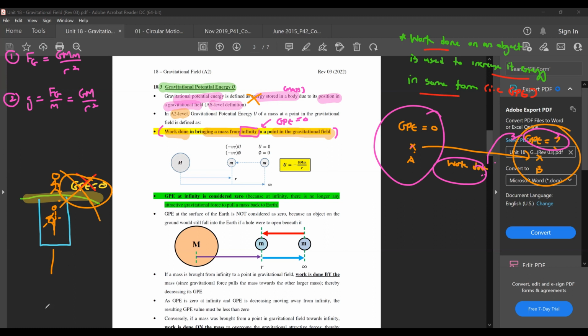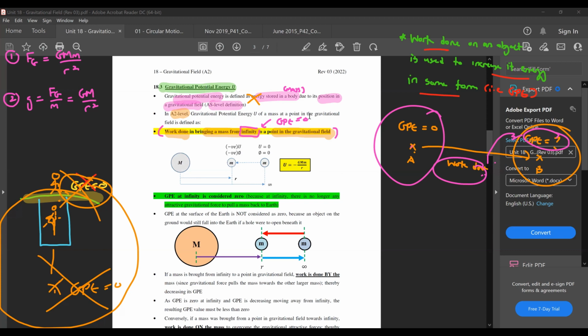You may also be thinking that the center of the earth is where GPE is 0. This is also not true. GPE is not 0 at the center of the earth either. Neither is it 0 on the surface of the earth. Where GPE is 0 is actually at infinity. Where you are talking about distances at infinity, your GPE is actually 0 there.